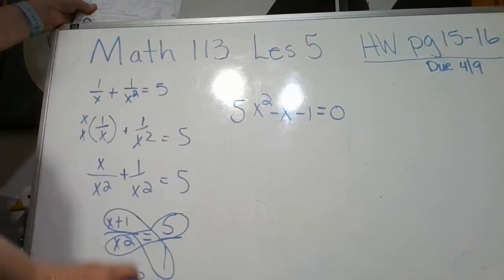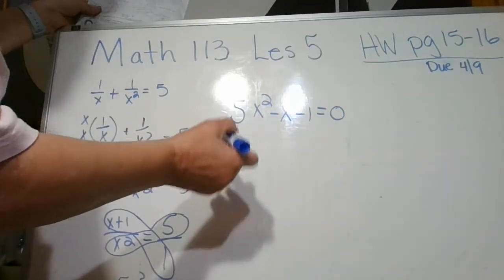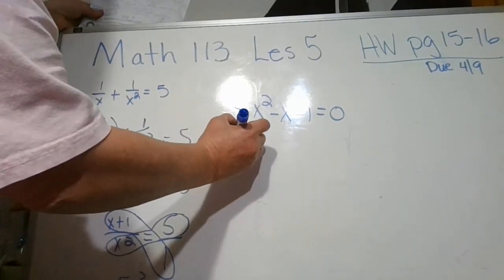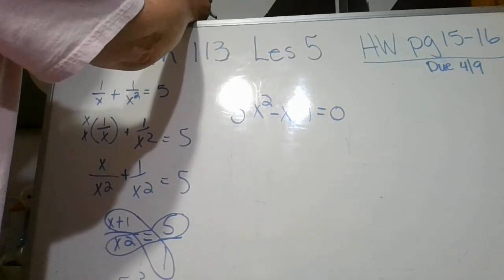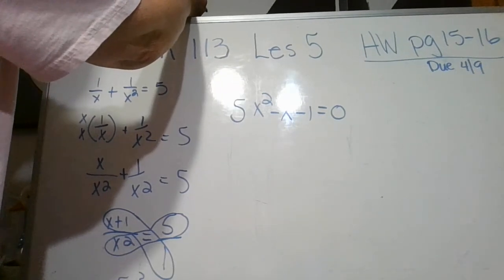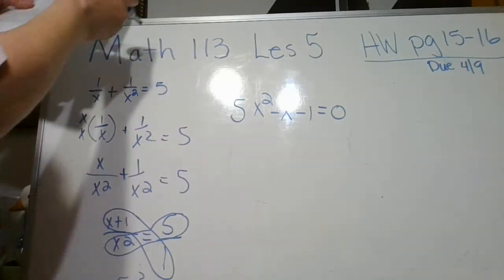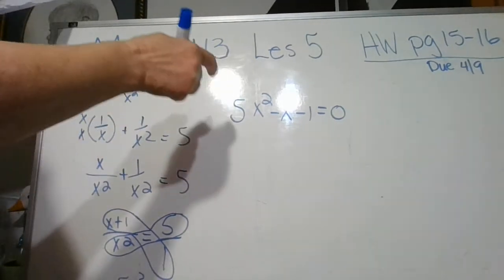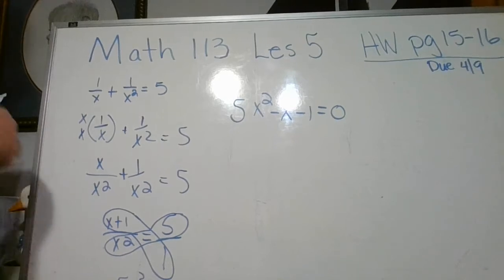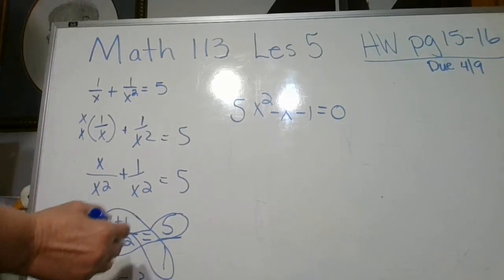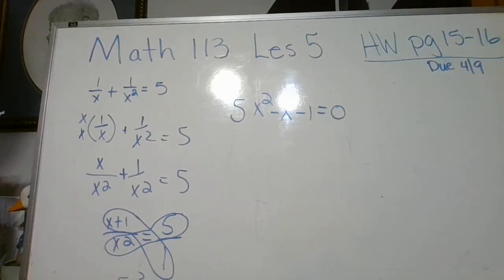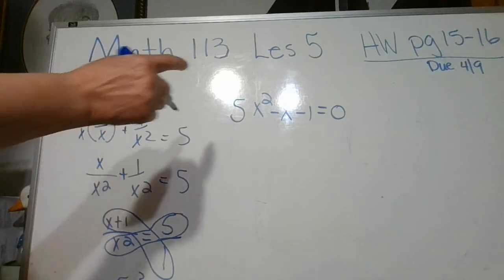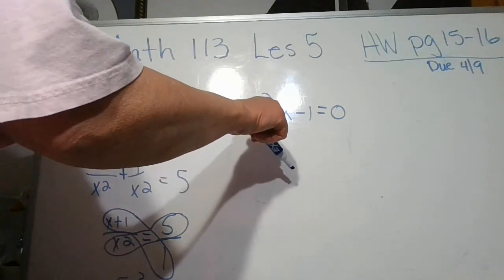And I'm quite sure that you can put this into the quadratic equation, knowing that, let me find out where I'm at here. 5x squared, okay, so minus x and minus 1.